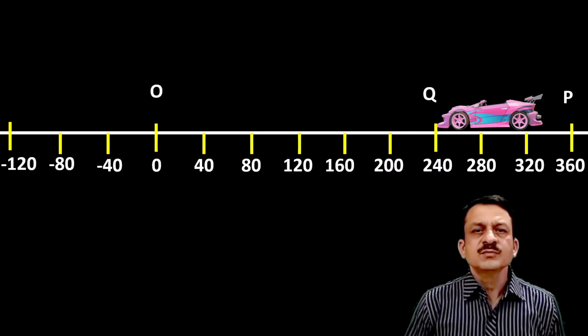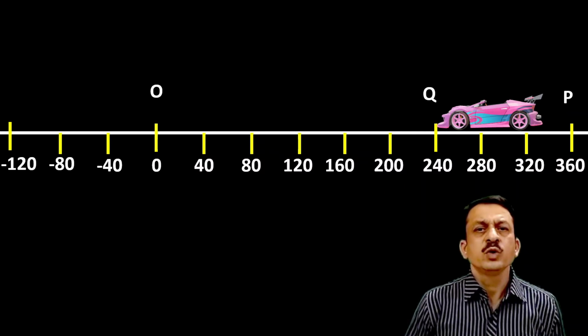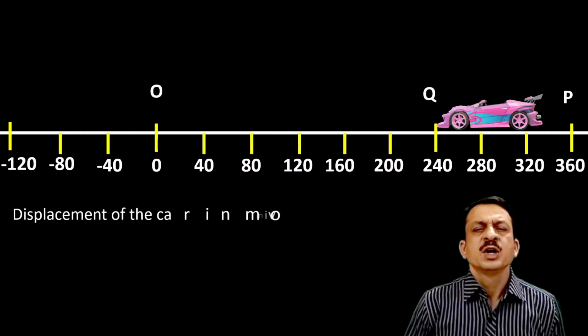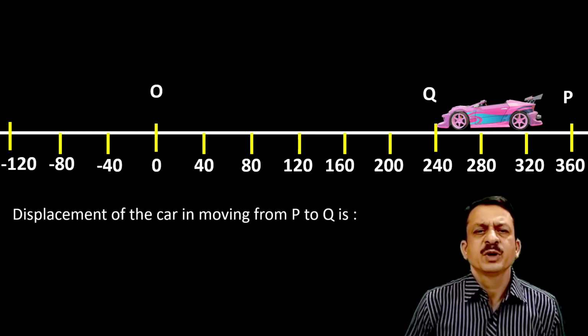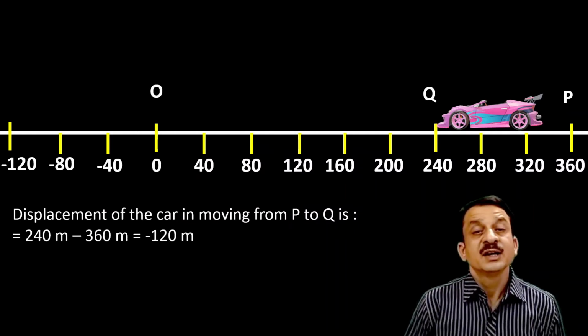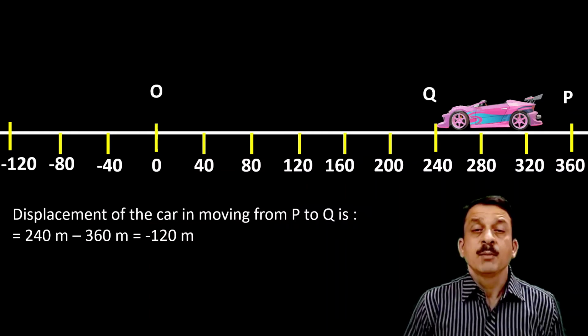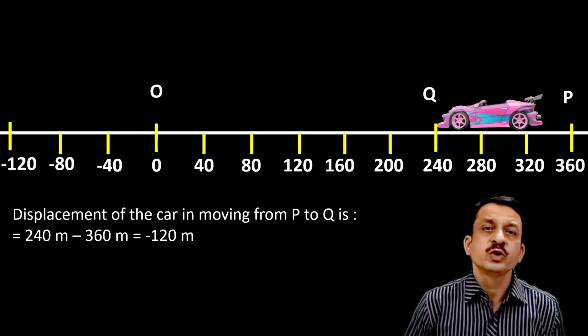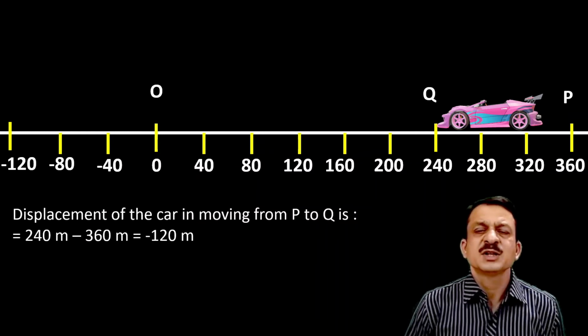Clear? The car is moved from P to Q in opposite direction. Now in moving from P to Q, what is the displacement? We will work out. The displacement of the car in moving from P to Q is: P is the initial point, 360, and the final point is 240. Therefore 240 minus 360, that is minus 120. Now don't get confused. Minus 120 meter is the displacement in moving from P to Q. It is not the total displacement.